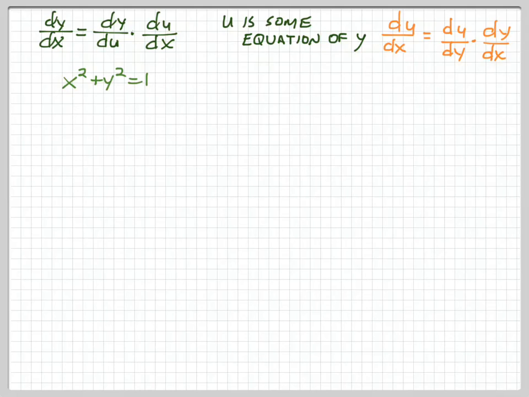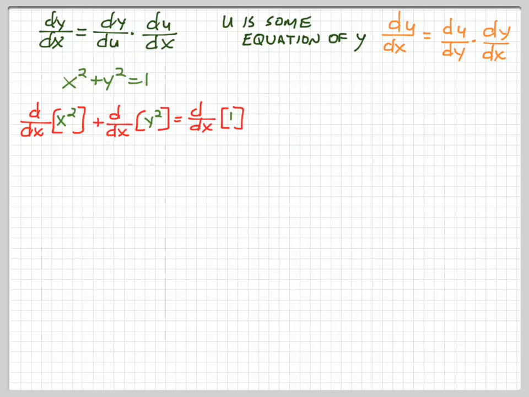So we've got x squared plus y squared equals 1. We're going to take the derivative of this equation, and we're going to take the derivative of each piece. So the derivative of x squared with respect to x plus the derivative of y squared with respect to x equals the derivative of 1 with respect to x. Alright, the first piece is nice and easy. We've got matching variables, x squared with respect to x, so we can find that. That's going to be 2x.